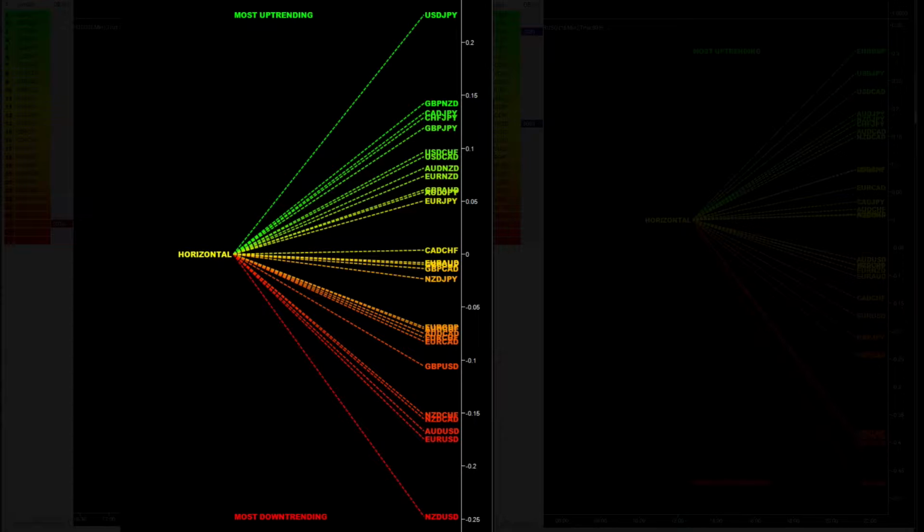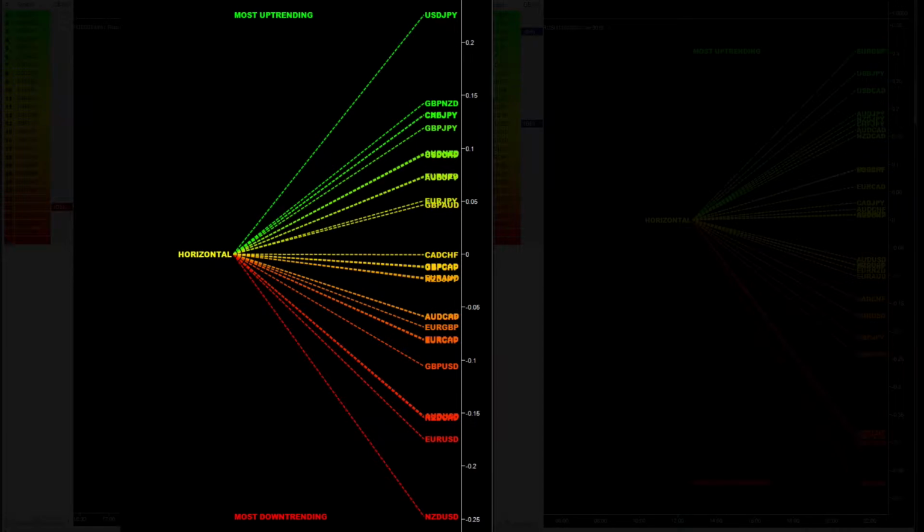The Quantum Currency Array indicator displays all the 28 currency pairs derived from the 8 major currencies as featured in the Quantum Currency Strength indicator, namely the US dollar, the euro, the British pound, the Swiss franc, the Japanese yen, the Canadian dollar, the Australian dollar, and finally the New Zealand dollar.